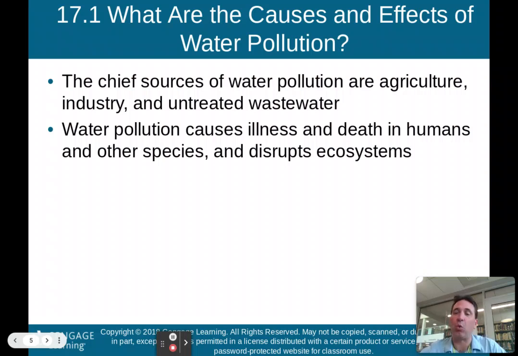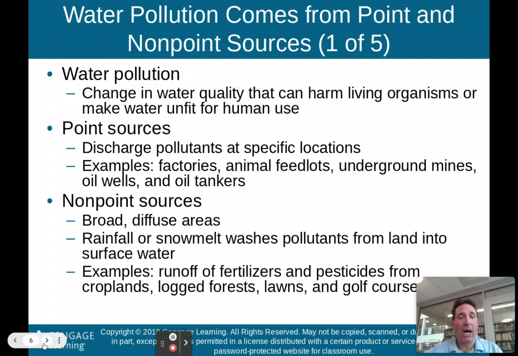And if we don't treat the wastewater, obviously that is a large source of water pollution. Water pollution causes illness and death in humans and other species, and again disrupts ecosystems, as we discussed briefly with the Gulf of Mexico dead zone.